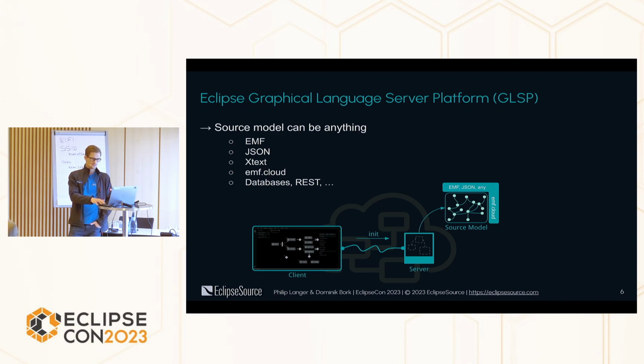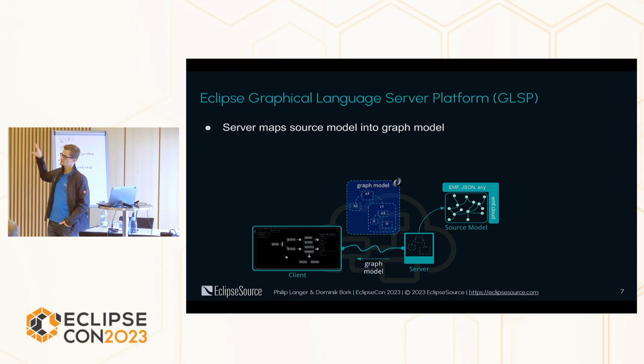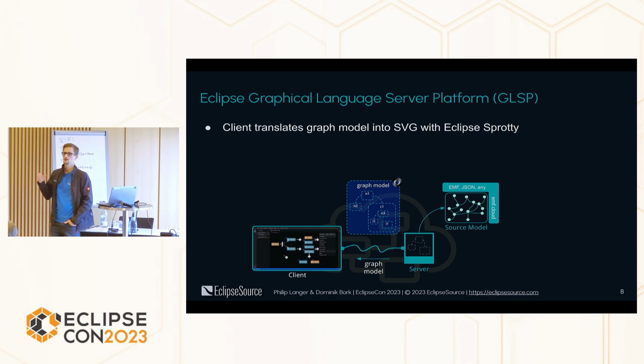Then, in the next step, your server will transform this source model into a so-called graph model that specifies how the data from the source model is to be rendered on the client. The graph model is essentially a structural description of your diagram consisting of typed nodes and edges that is then sent as JSON to the client. And the client then uses this graph model to render it directly in the browser as SVG.